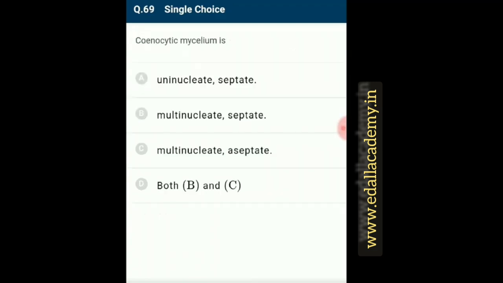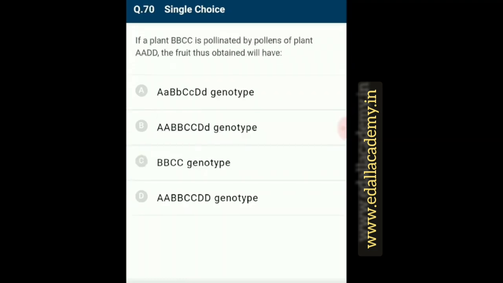Question number 69. Cenocytic mycelium is. The long branching structure of fungi involved in vegetative growth is called hyphae. The aggregate of these filamentous structures is called mycelium. Mycelium which is non-septate with many nuclei in the cytoplasm is called cenocytic mycelium. These are generally found in a fungal group such as algal fungi. So the answer is option C, multinucleate aseptate.